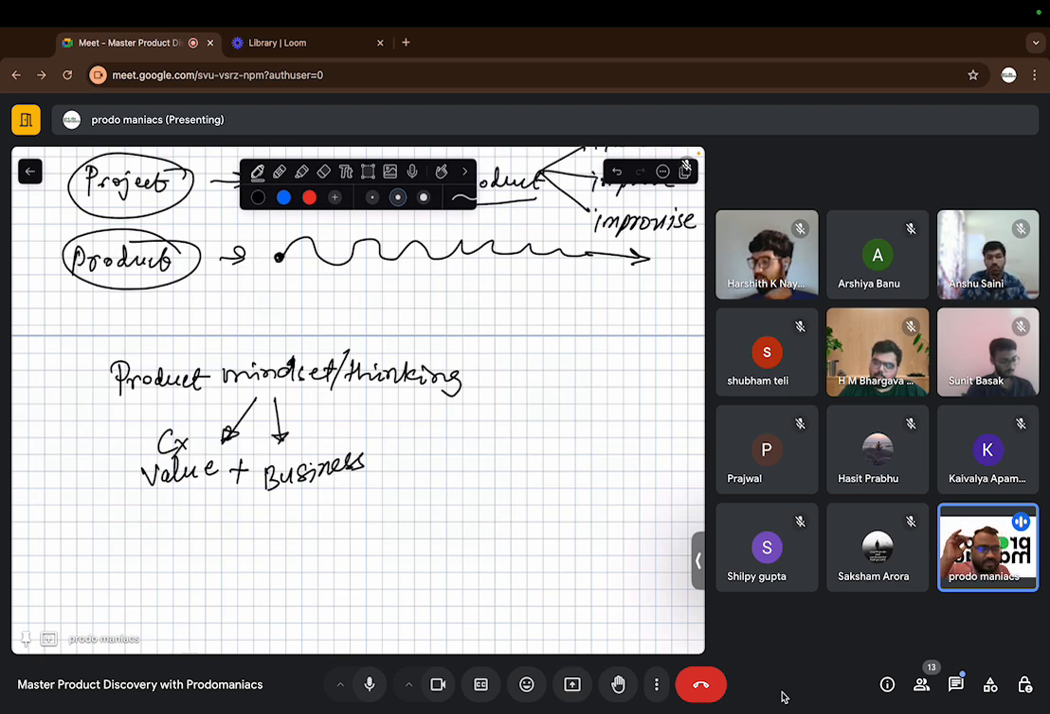Product mindset does not mean that you are thinking uniquely and then you leave apart the business piece. So the product mindset and the thinking starts with the customer value and then the business. It's always and. It can't be or. So next time if someone says, I have a product thinking, then ask them, what is a real example of it? How do you know that you have product thinking?